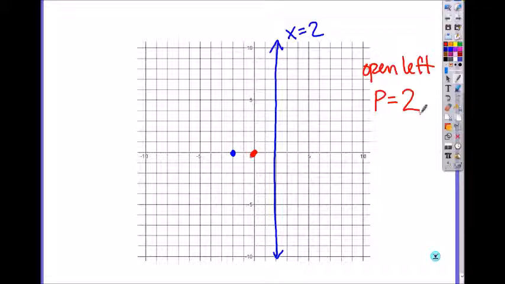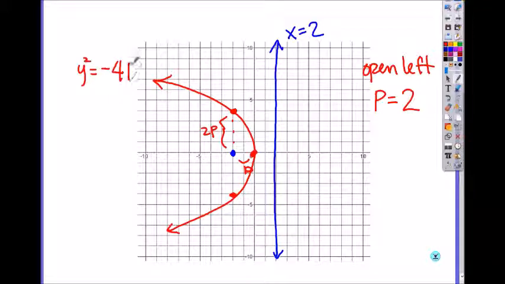So from the focus, you go 2p up and down. The total length of the latus rectum was 4p. So now 2p is 4. 1, 2, 3, 4. That is 2p. This is p. You go down 4, that's 2p. And once you have the other 2 points, you can graph the parabola. You just have to plot 3 points when you graph the parabola. So now what's the equation? Which way does it open? Left. So it is y squared equals -4px.